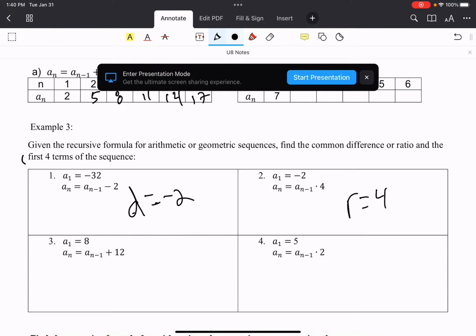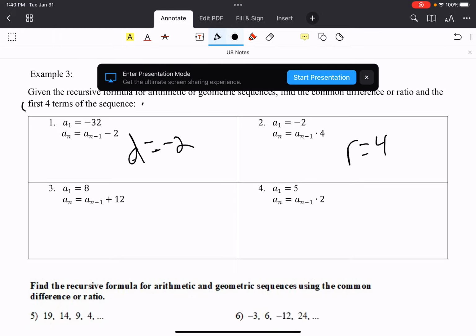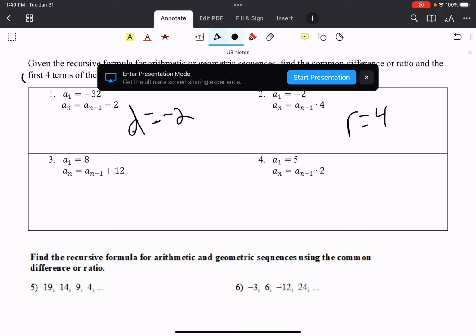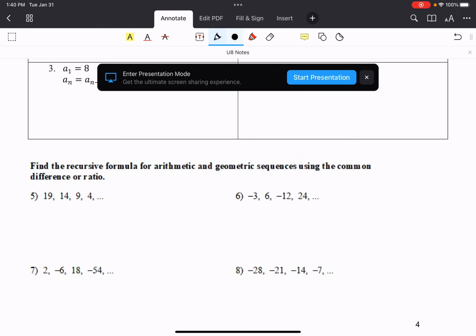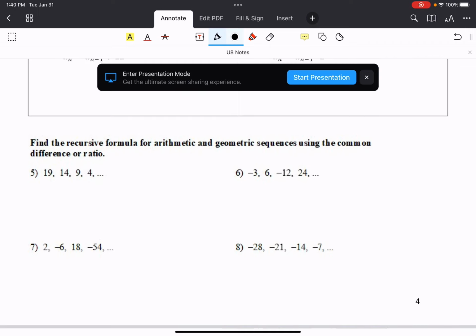You can build the first 4 terms if you'd like. Raise your hand if you want another example of writing the formula. Okay, let's do one more example of writing the formula.